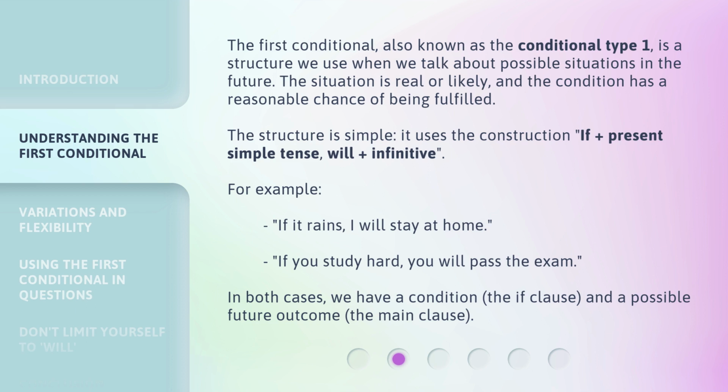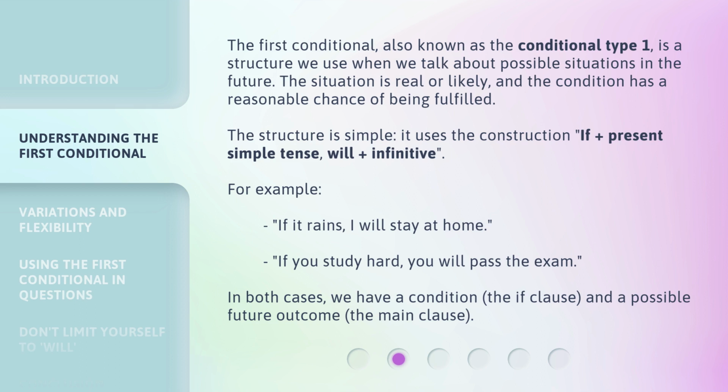The first conditional, also known as the conditional type 1, is a structure we use when we talk about possible situations in the future. The situation is real or likely, and the condition has a reasonable chance of being fulfilled.